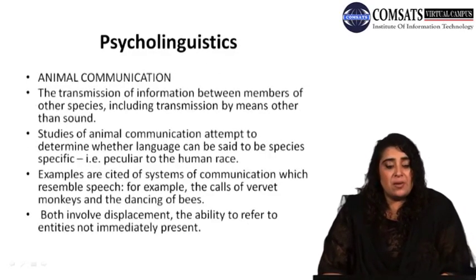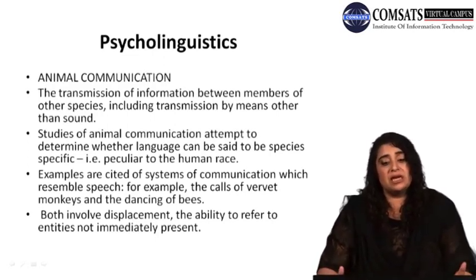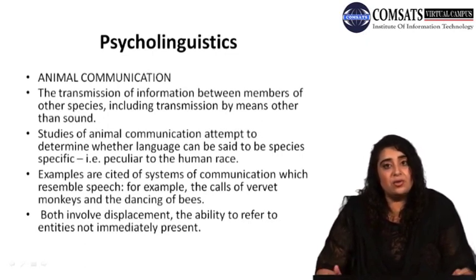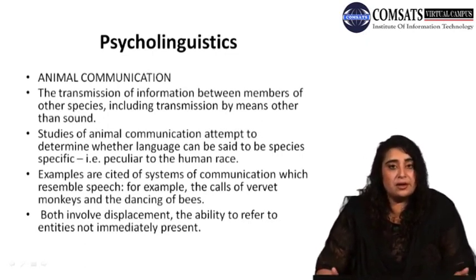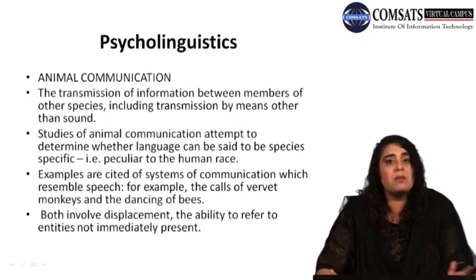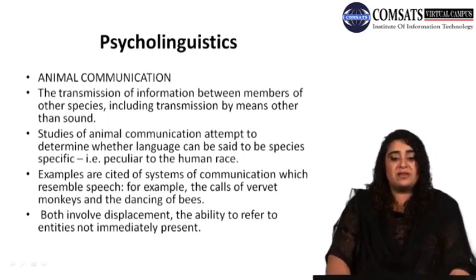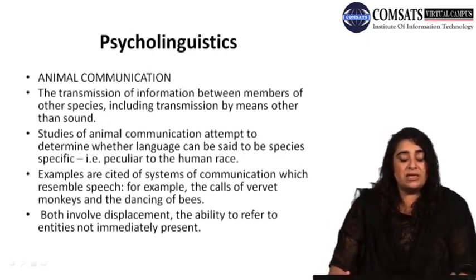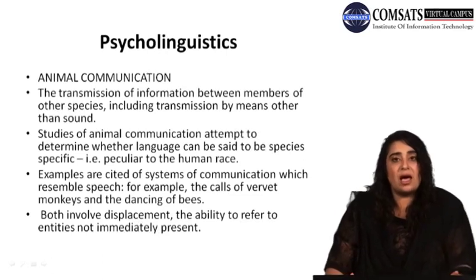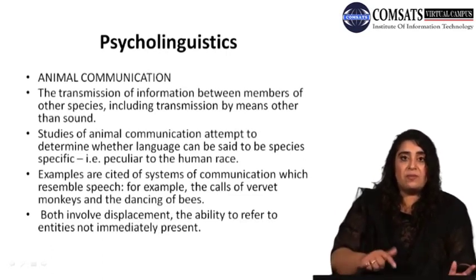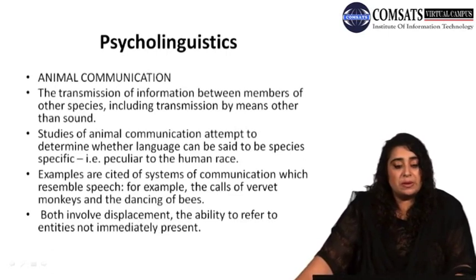Animal communication. Now, animal communication is the transmission of information between members of other species, including transmission by means other than sound. When we talk about animal communication, that also is a form of how the brain works in the process of communication. It's not all about just how humans work. Like in a previous lecture, I think number 13 or 14, we discussed animal communication. So you can refer back to those lectures and see what we were talking about.